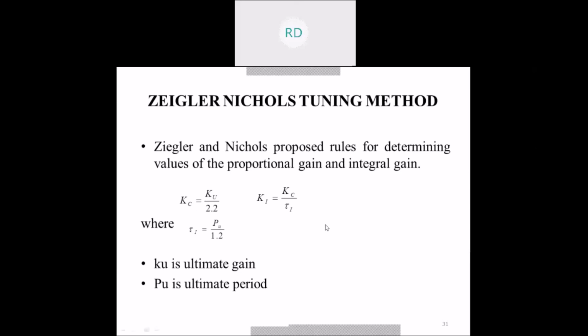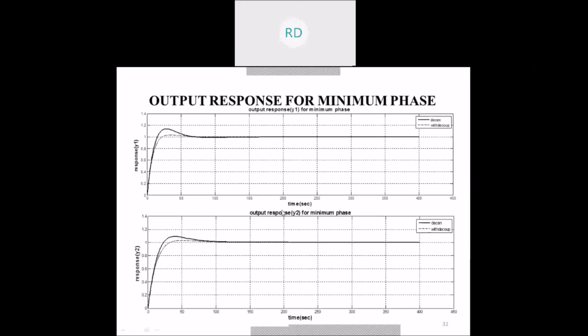You are not using a PID controller. If you are using a PID controller, you need to find KD also. Here I am using only PI, so Kc and Ki are enough. So this is the output response for the relay tuning method.